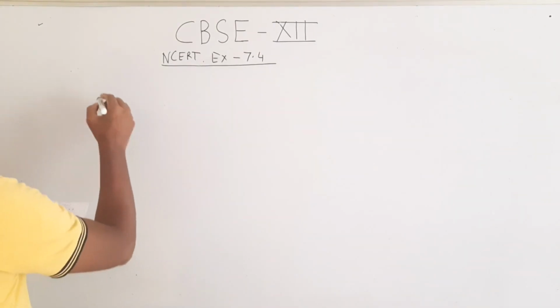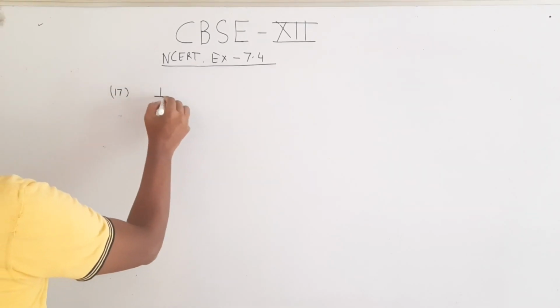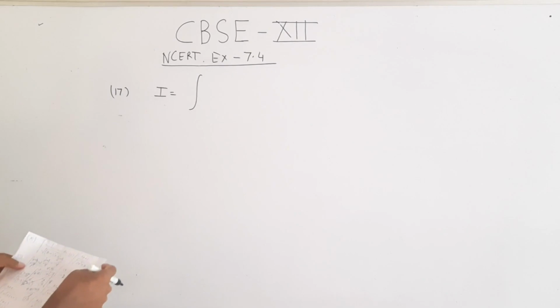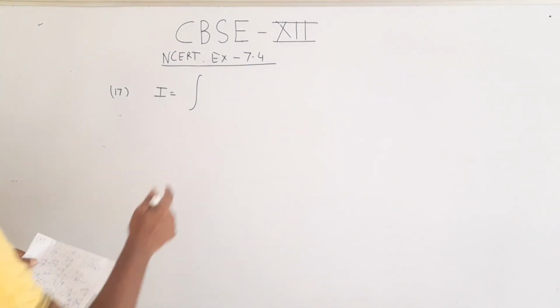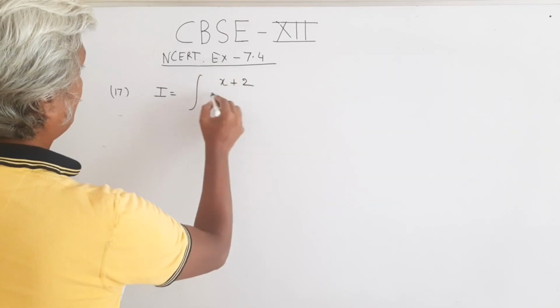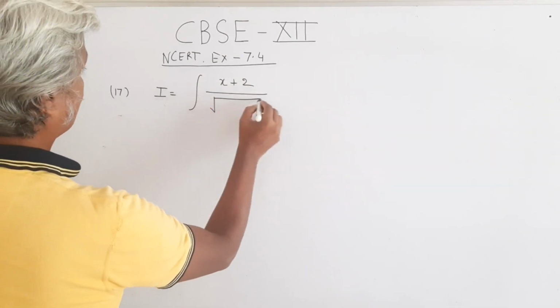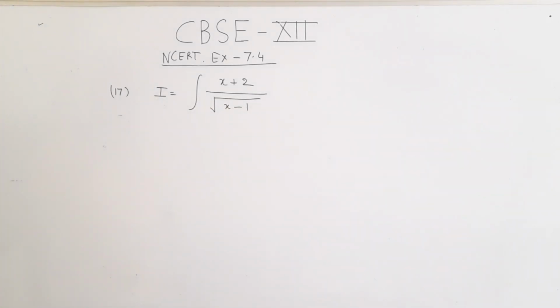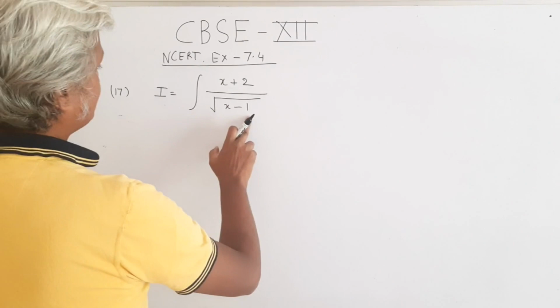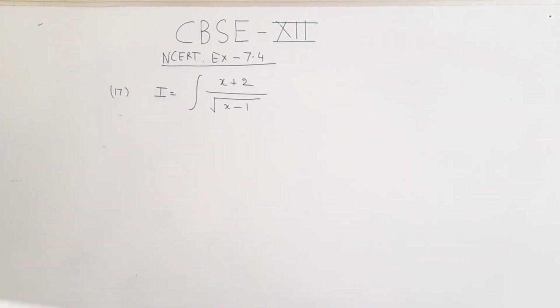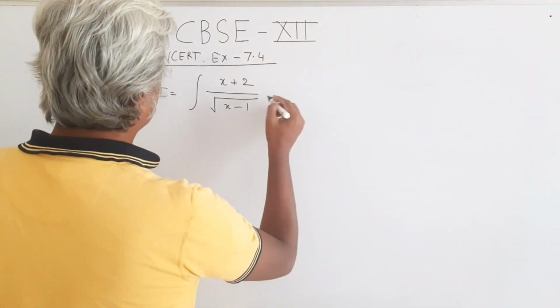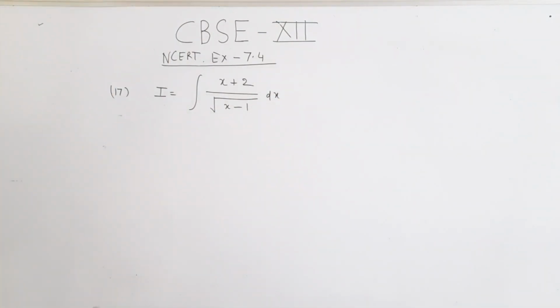Now I take another example, question number 17. Find the integral of under root x plus 2 over under root x minus 1. Now you see that this x minus 1 under root is not in the quadratic form. Either I have copied the question wrong, or this is a different question. But don't worry, we'll try to solve this question only, and we'll find how we can solve it even if this is the question.